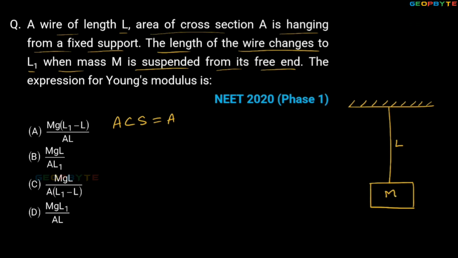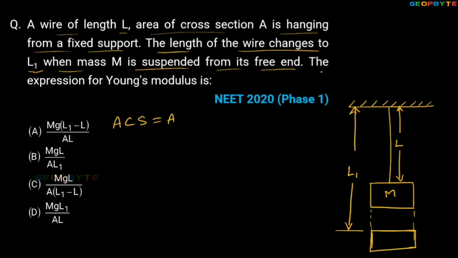Because of the mass attached at its free end, the length of the wire is increasing. That means it is extending like this. This may be the final position of the mass. Because of this extension, the length is definitely changing. Given that the initial, that is original, length is L, and the final length of the wire is L1.